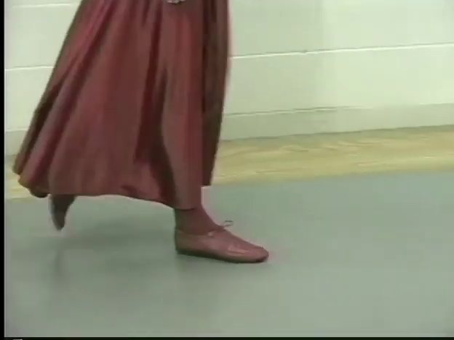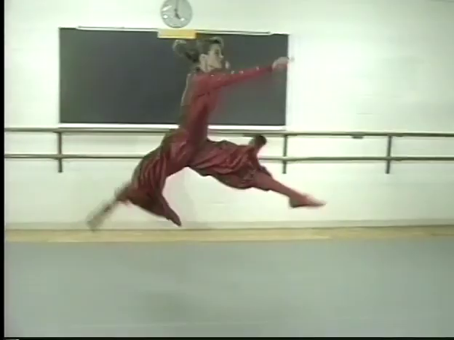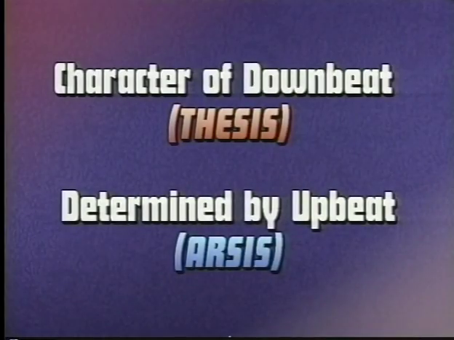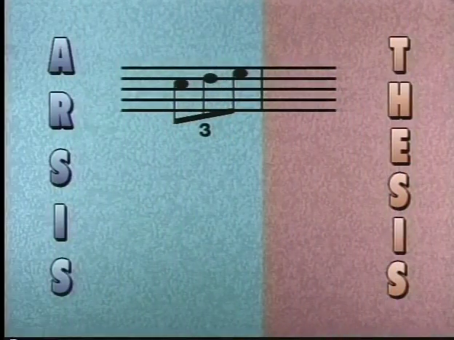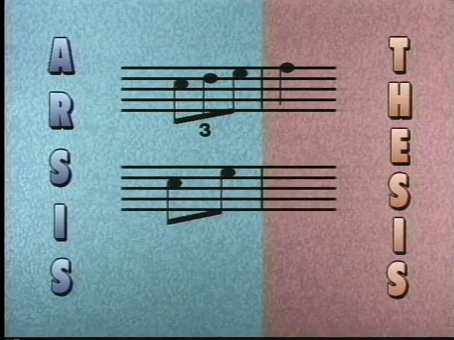You can march into a step, leap into a step, or even jump into a step. The same is true with music. The character of a downbeat or thesis is often determined by what happens on the upbeat or arsis. Note groupings depend on the arsis-thesis relationship. For example, an arsis triplet is incomplete without a fourth note as a thesis, and an arsis couplet sounds incomplete without a third note as a thesis.